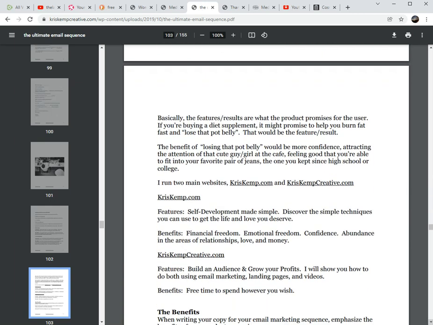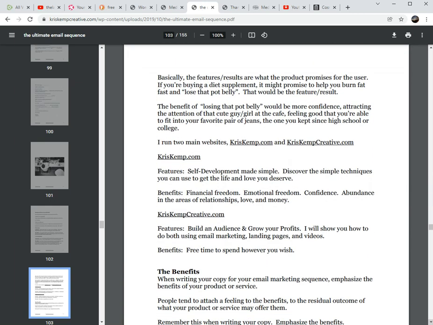So basically the features and results are what the product promises for the user. If you're buying a diet supplement, it might promise to help you burn fat fast and lose that pot belly. That would be the feature and result. The benefit of losing that pot belly would be more confidence, attracting the attention of that cute guy or girl at the cafe, feeling good that you're able to fit into your favorite pair of jeans, the one that you kept since high school or college.